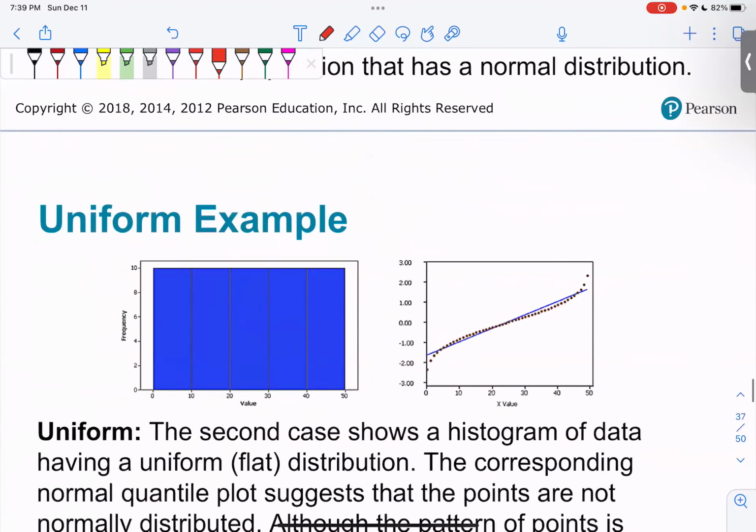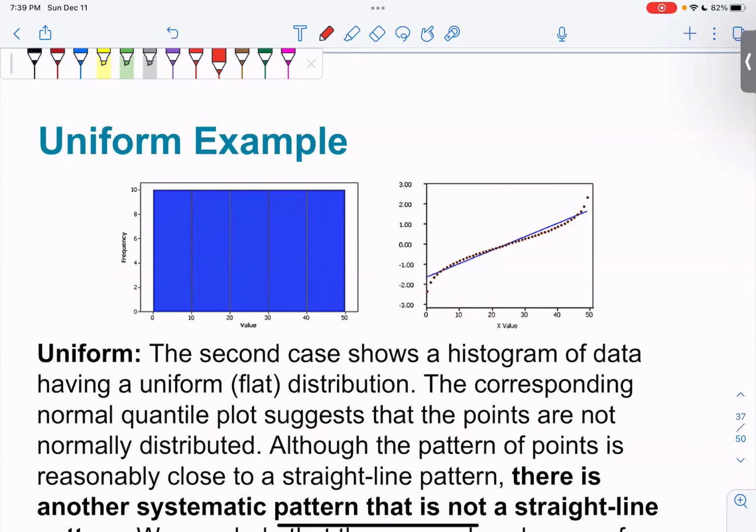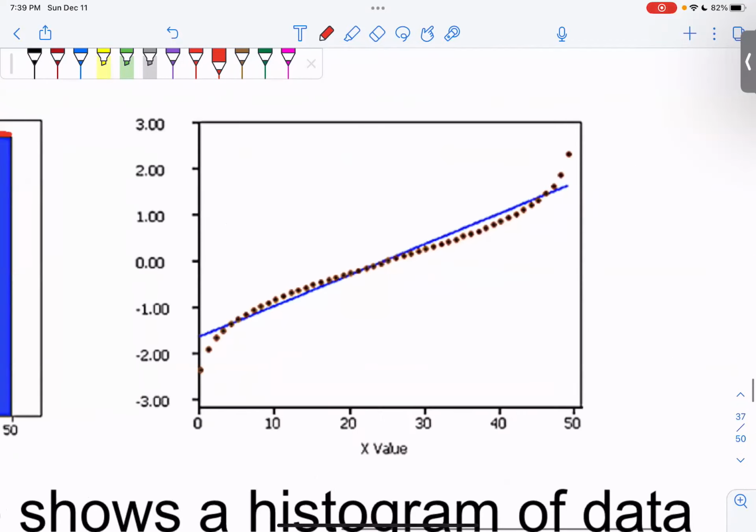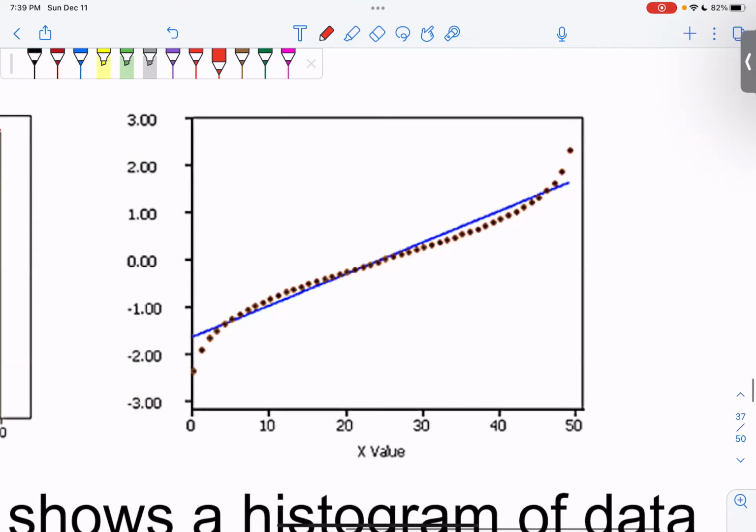And then the second example: if you see the histogram here on the left, if you remember, this is the uniform histogram, right? Because all the data have the same frequency, or the frequencies are equal. So this data comes from a uniform distribution. Also, if you look at this QQ plot, right?